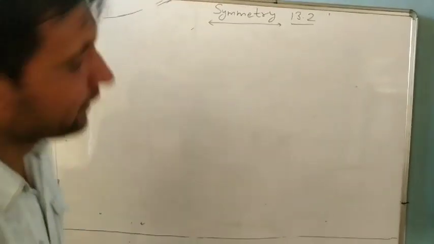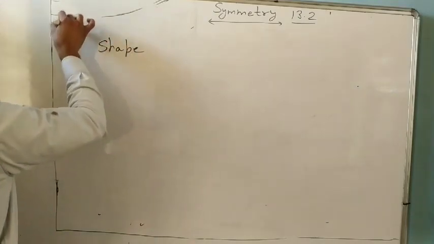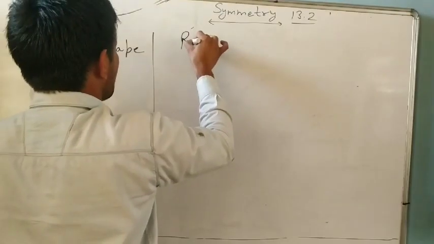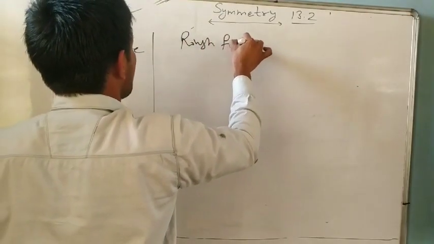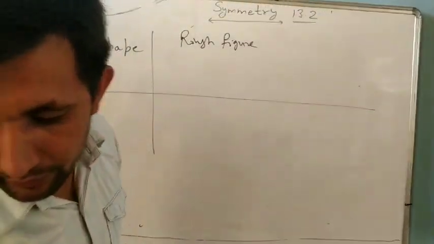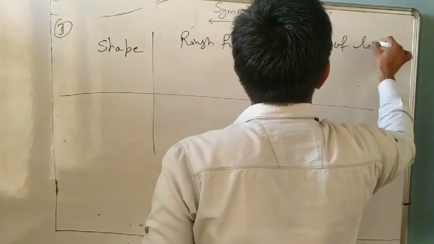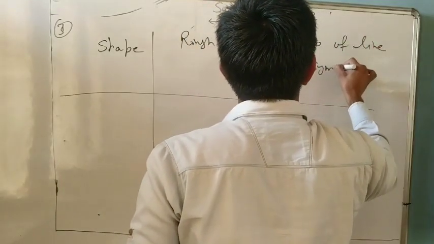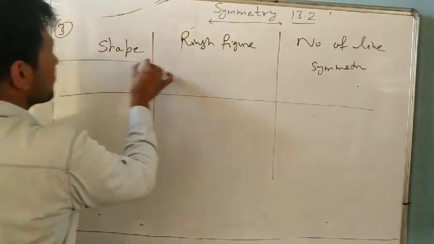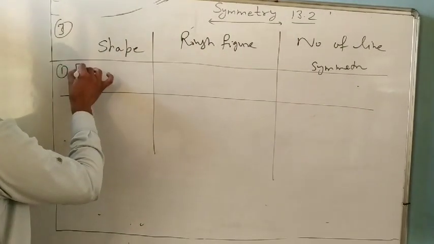In the first part, shape, rough figure, and number of lines of symmetry. So first is the number of lines of symmetry.